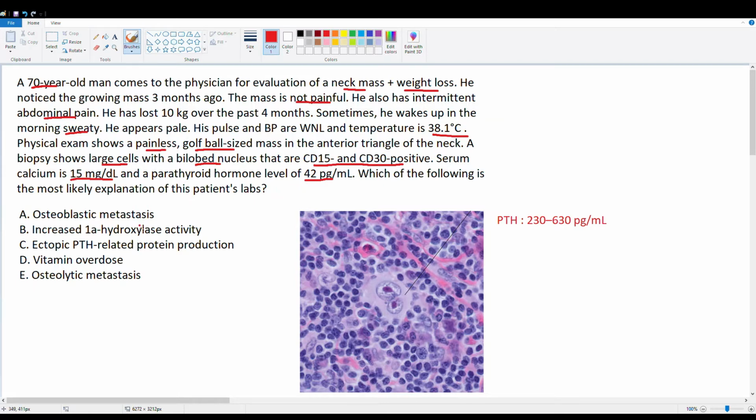So I'll let you go through the answer choices on your own. You can pause the video here and pick an answer, and then we'll discuss this case in more detail and each of the answer choices.